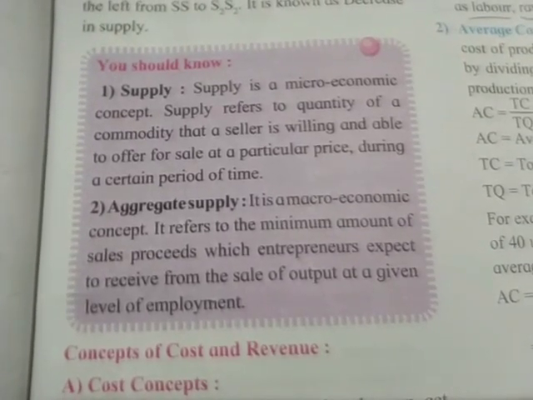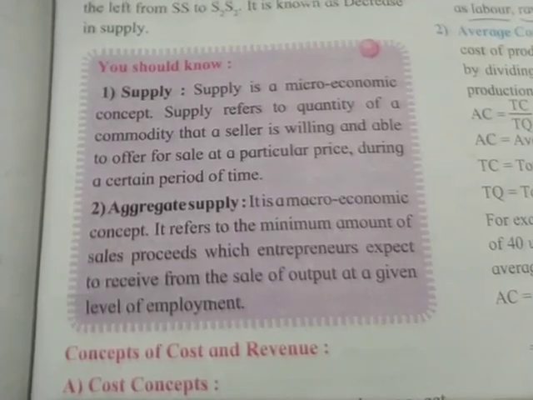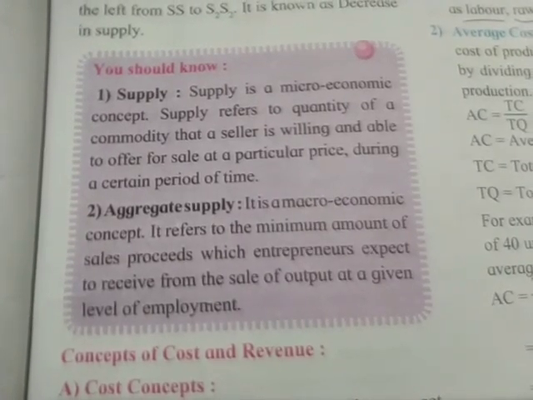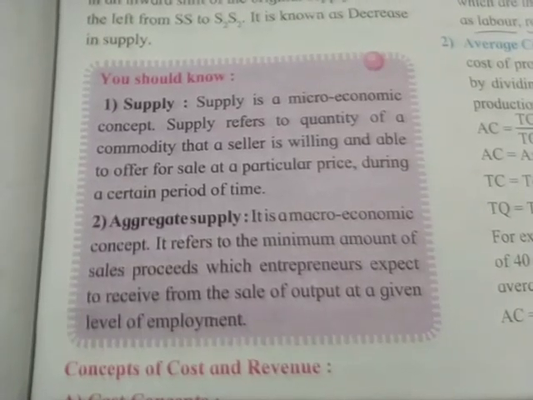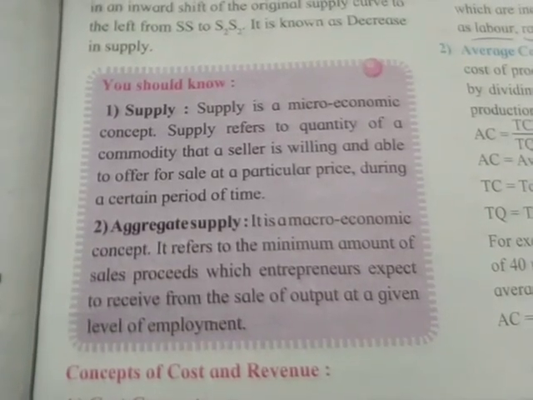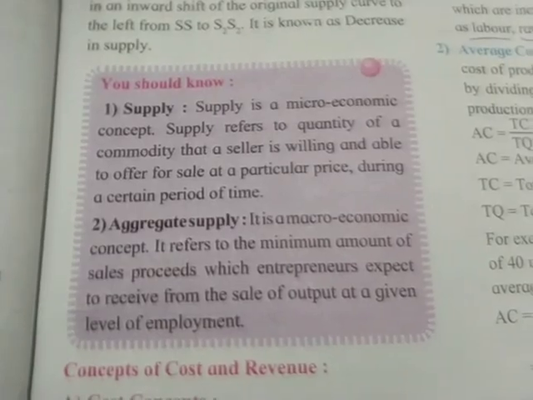Second, aggregate supply. It is a macroeconomic concept. It refers to the minimum amount of sales proceeds which entrepreneurs expect to receive from the sale of output at a given level of employment.